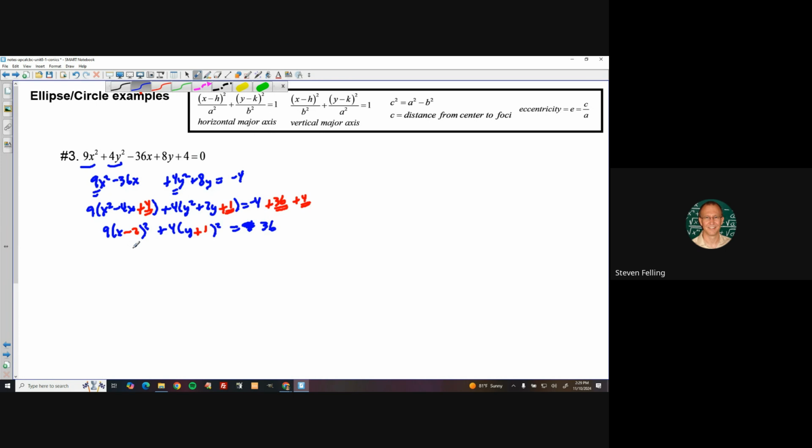All right, so now this is in standard form, almost, because for an ellipse, we have to have a 1 out here. So the last step, we're just going to divide everything by 36 to force there to be a 1 over there. And that means that 36 divided by 9 is 4. So this would be x minus 2 squared over 4 plus y plus 1 squared over 9 equals 1. Okay, and we're going to think of this 4 as being 2 squared and this 9 as being 3 squared.